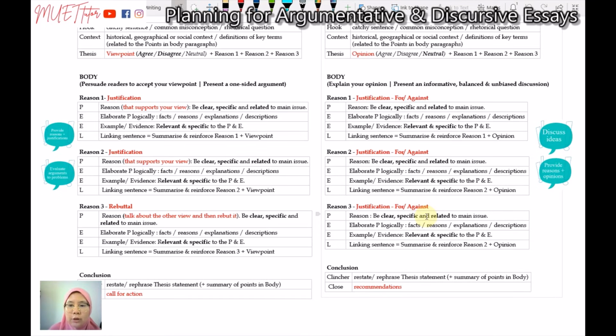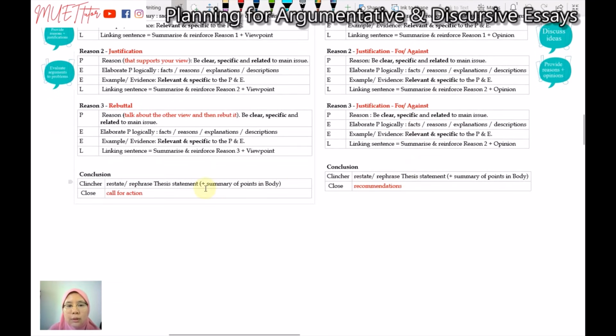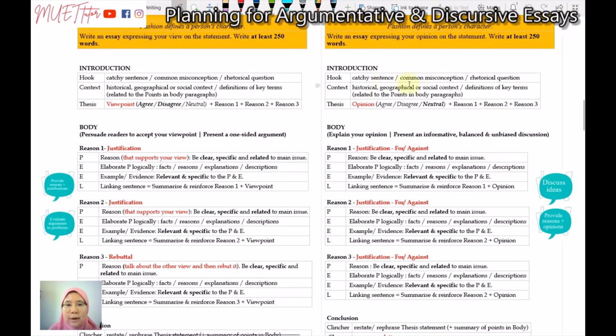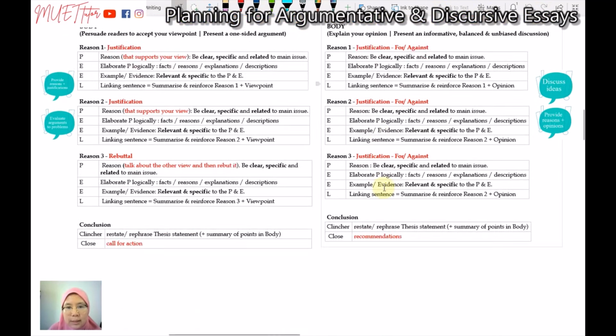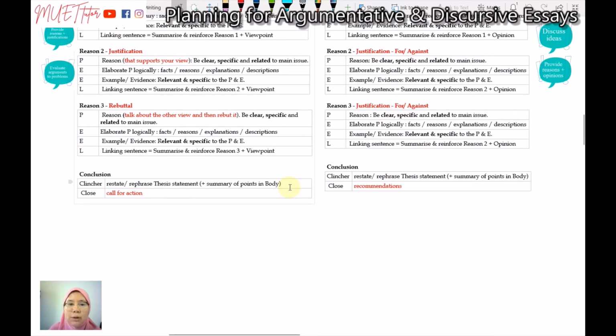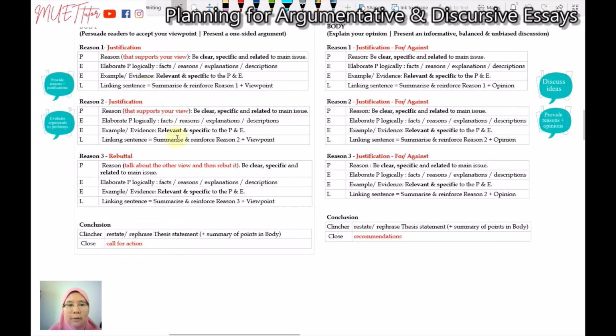And remember, you must present 2 sides, for and against. Now the conclusion. Both argumentative and discursive, the clincher will be a restatement of the thesis in the introduction just now. That also means restating your viewpoint or opinion plus the 3 reasons mentioned in the body paragraphs.